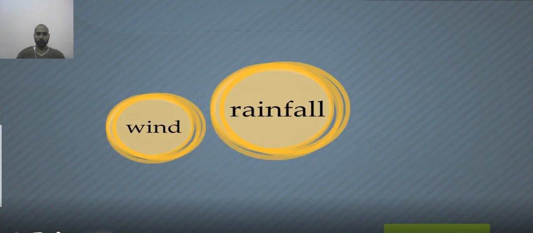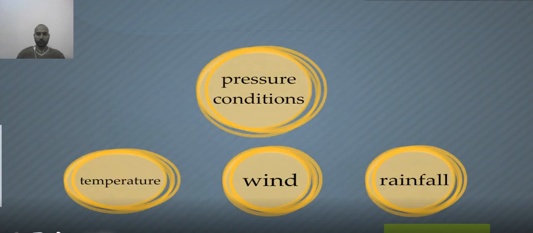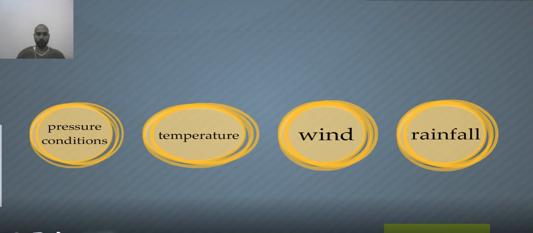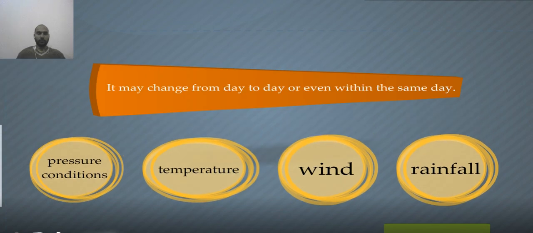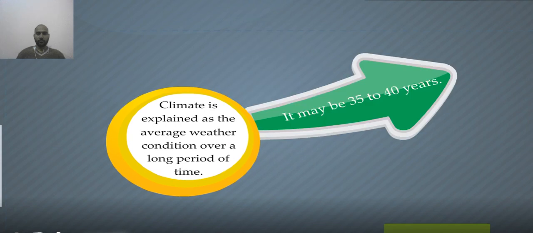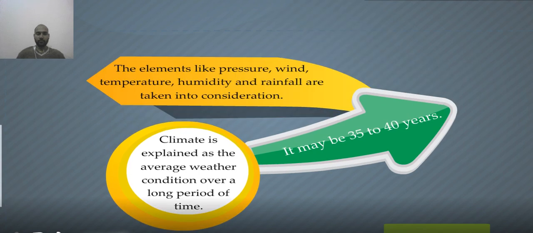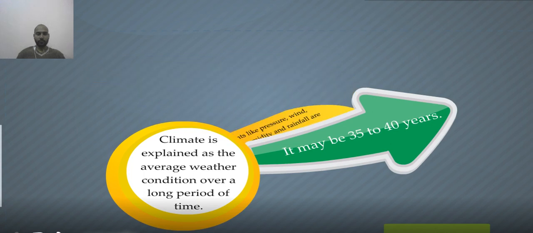The state of atmosphere at a specific time at any one particular place is weather. It combines wind, rainfall, temperature and pressure conditions of a small area for a very short period of time. It may change from day to day or even within the same day. Climate is explained as the average weather condition over a long period of time. It may be 35 to 40 years. The elements like pressure, wind, temperature, humidity and rainfall are taken into consideration.